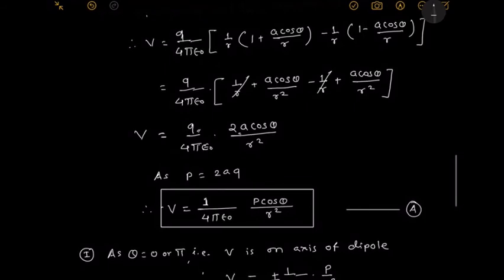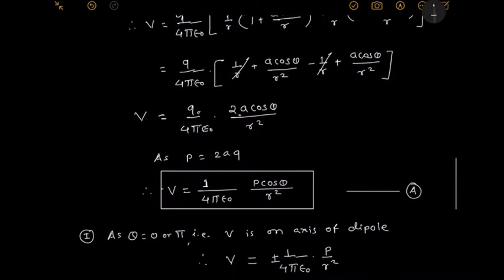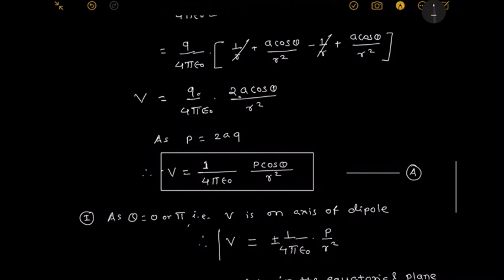What is its electric potential? If theta is 0, cos 0 is 1 and the remaining term becomes 1 divided by 4 pi epsilon 0 into P divided by R square. If theta is pi, cos is minus 1. Hence plus or minus 1 divided by 4 pi epsilon 0 into P by R square. It represents the electric potential due to an electric dipole if the point is along the axis of the dipole. That relation is also important to solve problems.